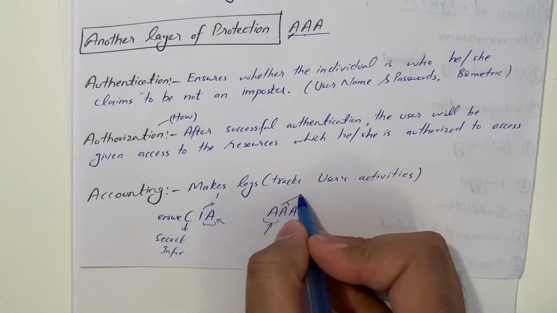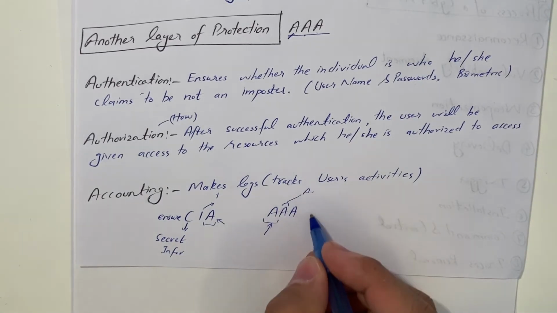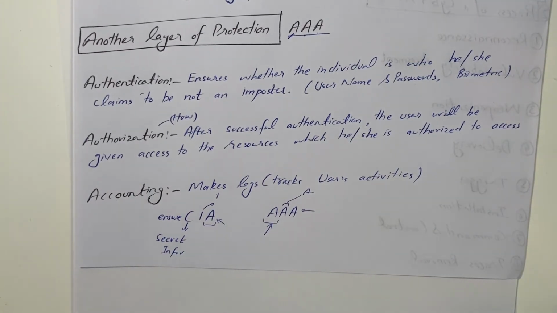If somebody actually escalates the access, for example, you have a student access and you manipulate the system and get the access of an instructor, that is called an attack on authorization. And for example, in accounting, if somebody modifies the accounting database, like he did something bad and just modified stuff, that is an attack on accounting.